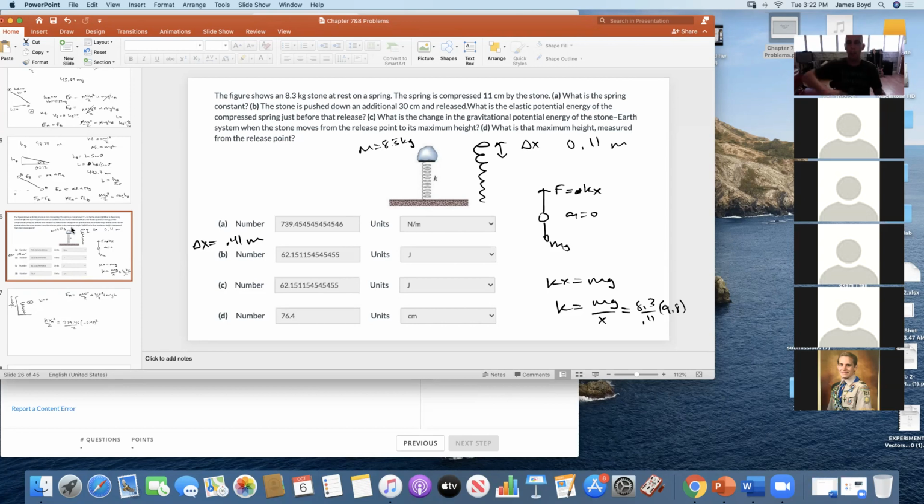That's the energy that, once you let it go, is going to be turned into kinetic energy and potential energy of gravity as it goes up.